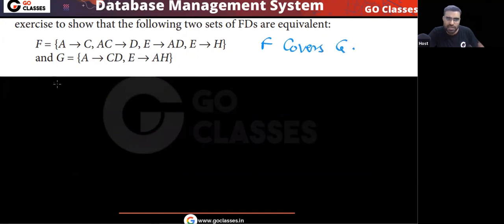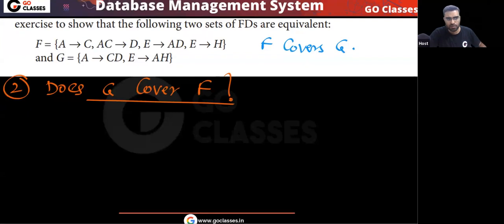What about G covers F? Please tell me. Does G cover F? Can I say G covers F? Let me know. What does it mean? Can I say that every FD of F you can derive from G? Tell me. So let's check one by one.